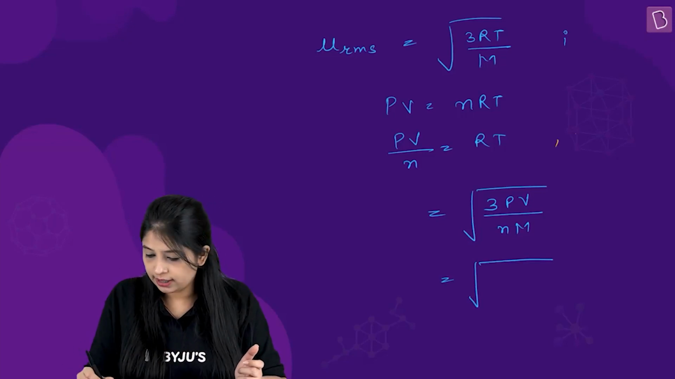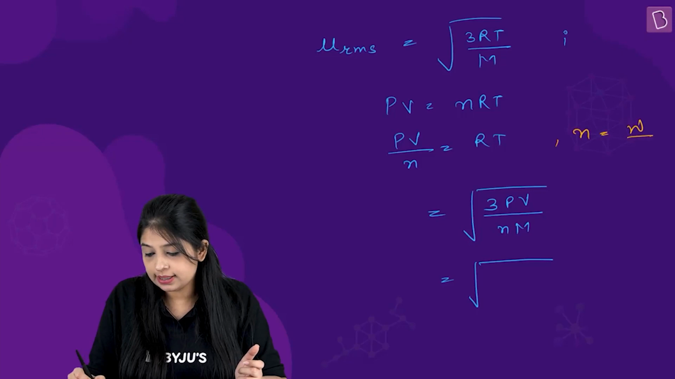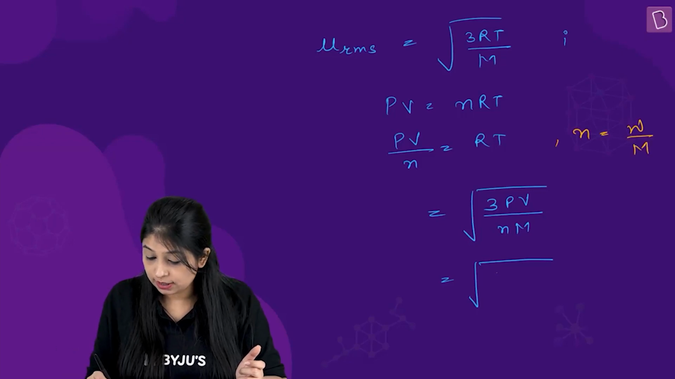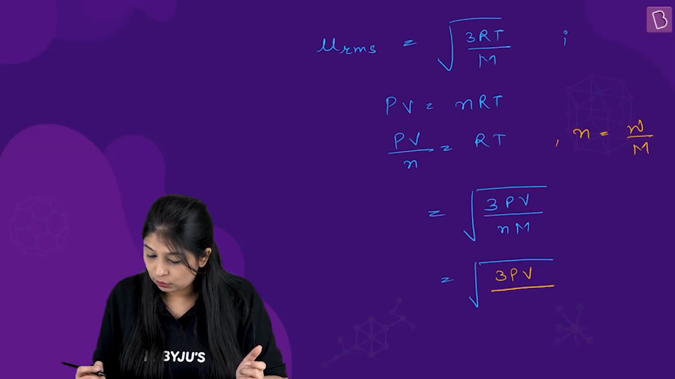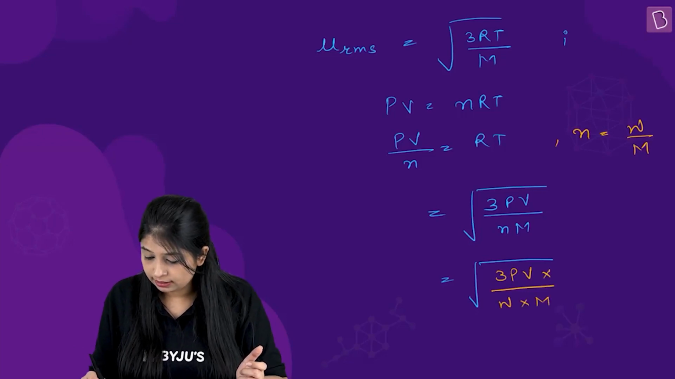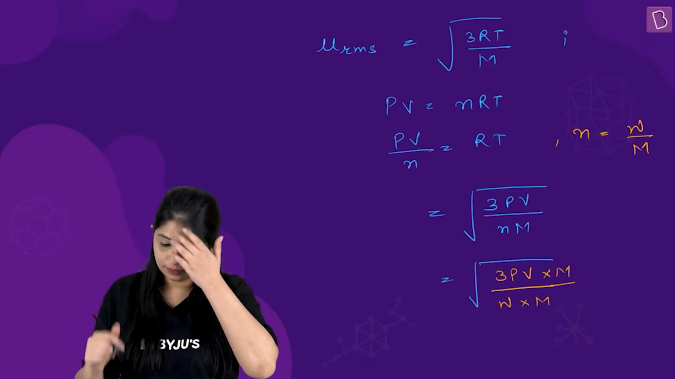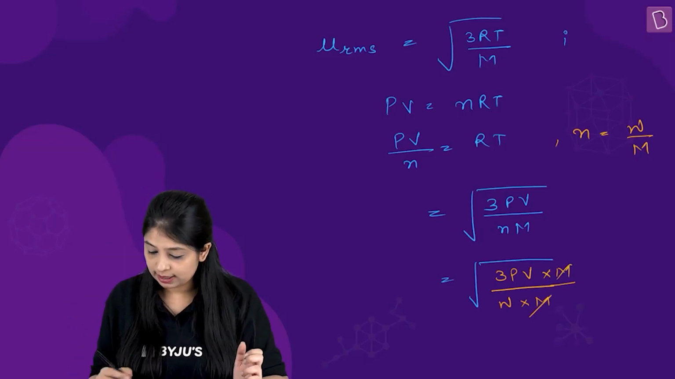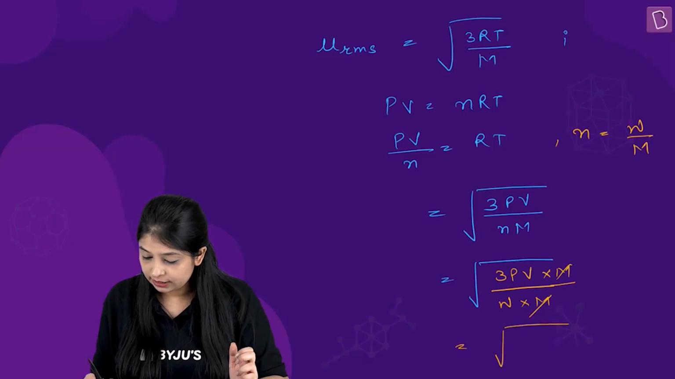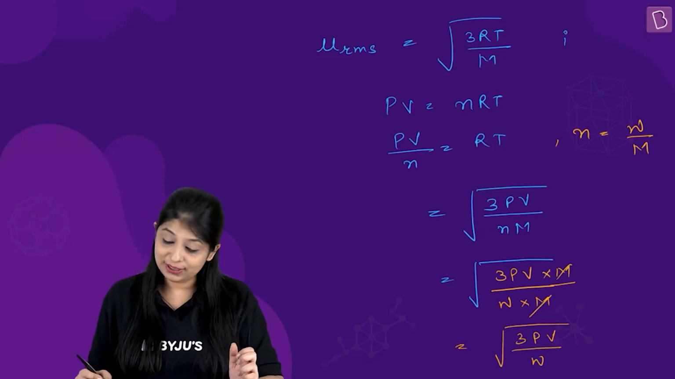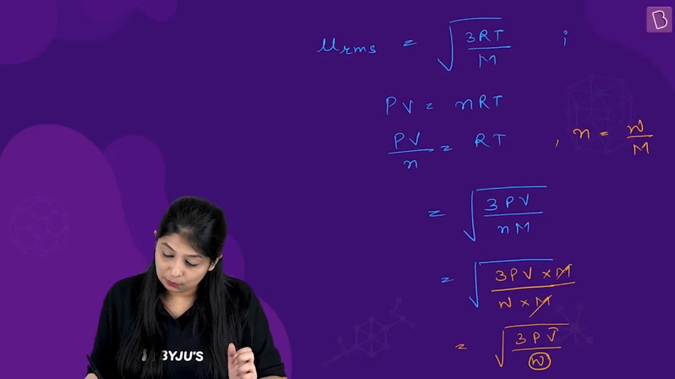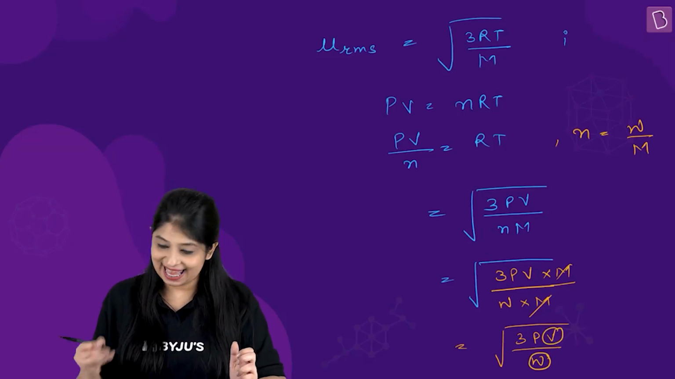Okay, so I'm just writing here, n is what? Given weight divided by molar mass. So this becomes 3PV upon given weight into molar mass, which is already there, and the molar mass in the denominator will go to the numerator, right? Molar mass cancels out. What do we have here? We have 3PV by W, right? And what do we know here? We know that the given weight upon volume, right? This is what? This is density.